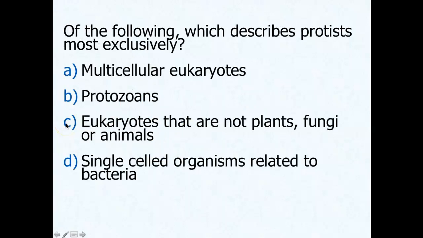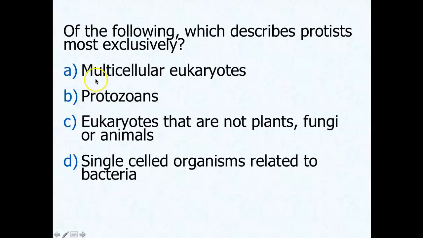Which algal group is most closely related to plants? Is it seaweed, red algae, green algae, or brown algae? And the answer is green algae. Of the following, which describes protists most exclusively? Are protists multicellular eukaryotes, protozoans, eukaryotes that are not plants, fungi, or animals, or single-celled organisms related to bacteria?